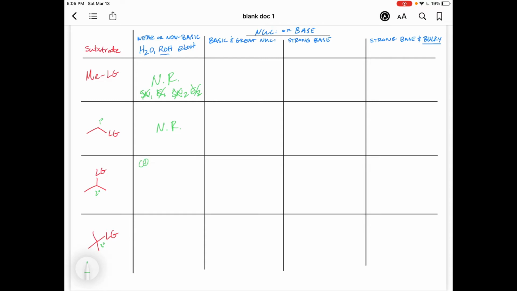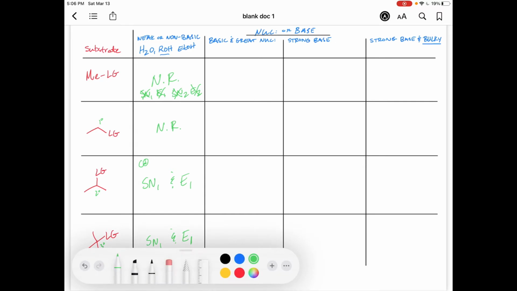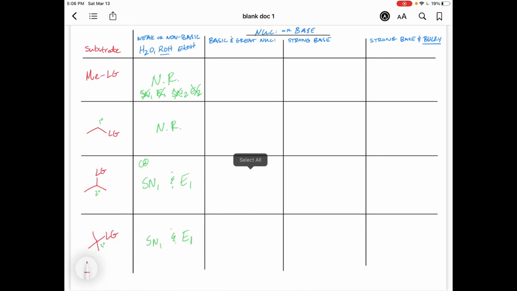So you might want to write a little note here. Now we're getting into carbocation land, and if we have weak base or non-basic things, that carbocation can form. This is where we can get a mixture of SN1 and E1. If we have a tertiary carbon with the leaving group, you betcha we can do SN1 and E1. We always get a mixture. So SN1 and E1 can happen for both of these bottom two reactions.